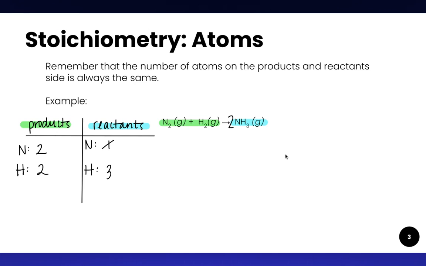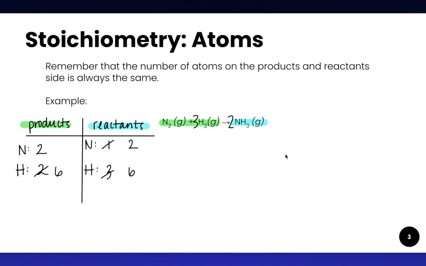we end up with 2 nitrogen and 6 hydrogen. And now we just need to put a 3 in front of hydrogen gas. So that's going to equal 6.